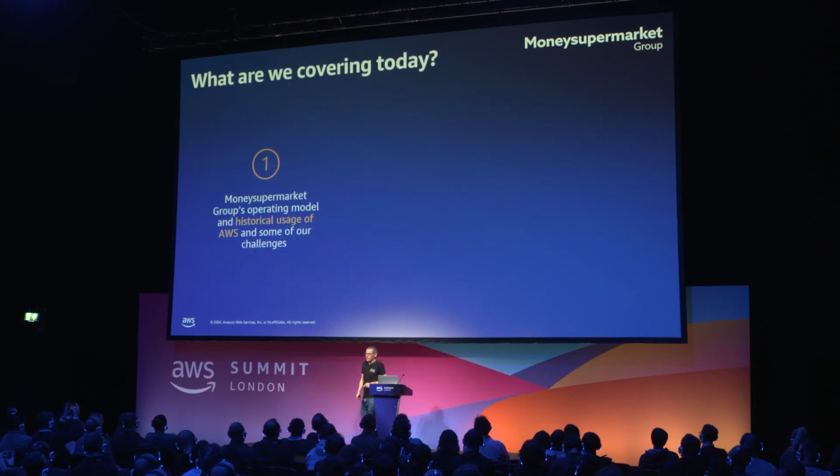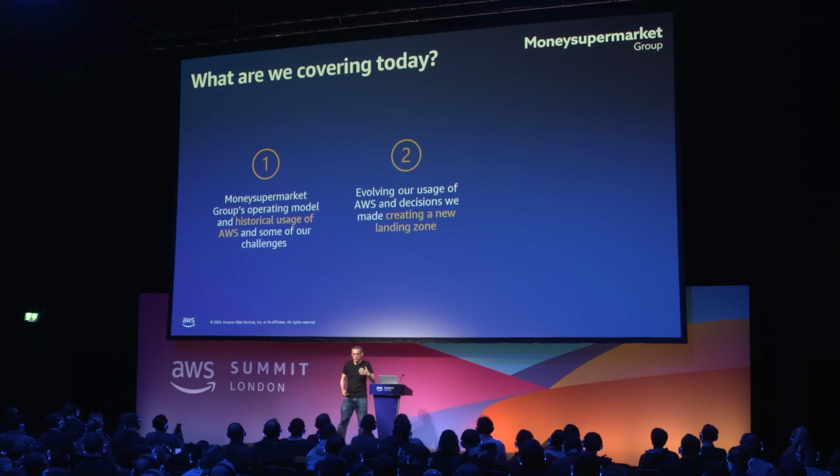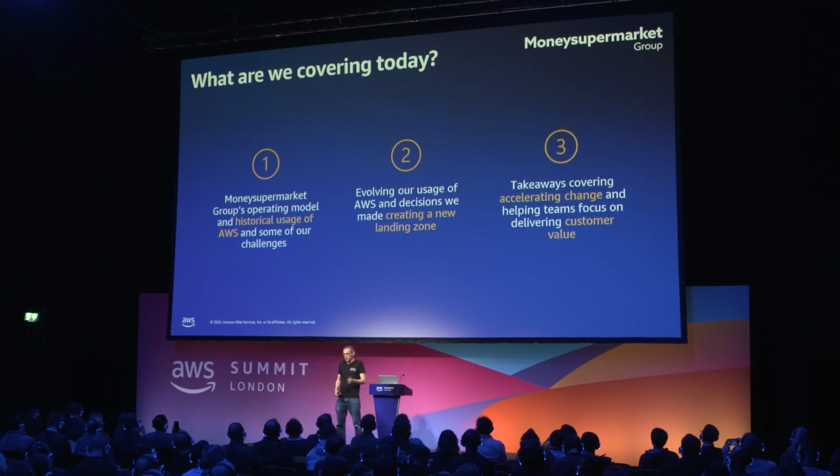So what am I going to talk to you about today? I'm going to talk a bit about our current uses of AWS, how that's structured, and some of the challenges we've faced with some of the technology decisions we've made over the years. I'm then going to talk about the decision we made to start looking at how we build a new landing zone and how we can land all our workloads and systems into that over time. And then as a consequence of that, we'll talk about some of the takeaways and the things we learned about how we could do that faster.